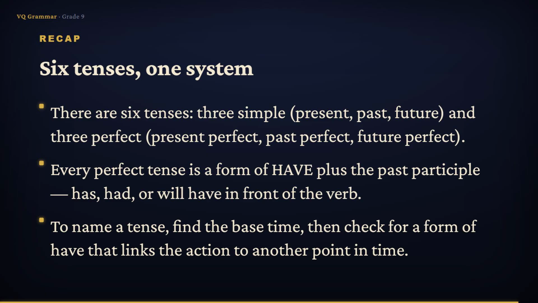And to name any tense, you run 2 quick steps. Find the base time, then check for a form of have that ties the action to another point in time. Take one verb, march it through all 6, and the whole system opens up.